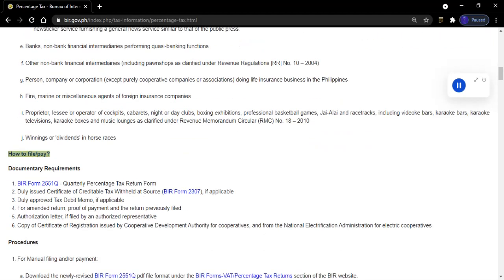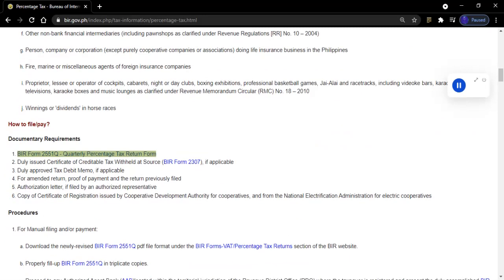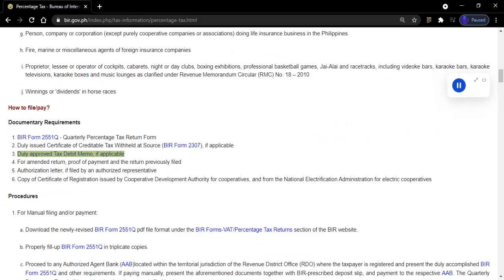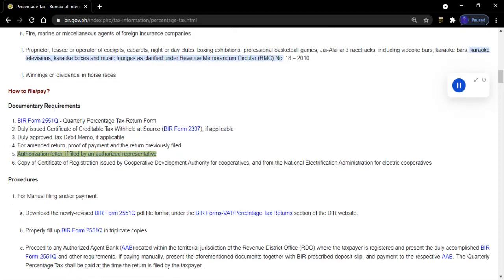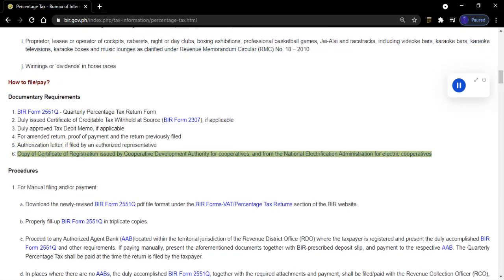How to file, pay. Documentary requirements. The Form 2551Q, Quarterly Percentage Tax Return Form. Duly issued Certificate of Creditable Tax withheld at source per Form 2307, if applicable. Duly approved tax debit memo, if applicable. For amended return, proof of payment and the return previously filed. Authorization letter, if filed by an authorized representative. Copy of Certificate of Registration issued by Cooperative Development Authority for Cooperatives, and from the National Electrification Administration for Electric Cooperatives.